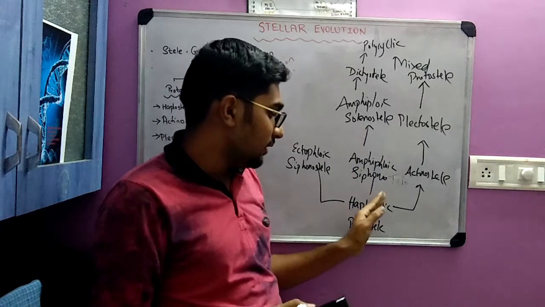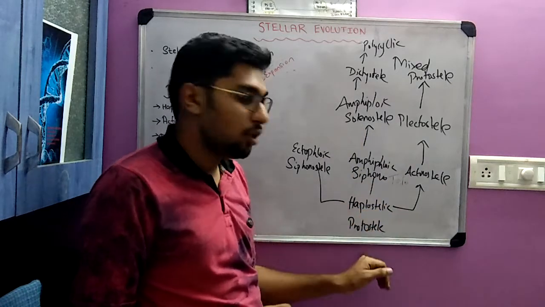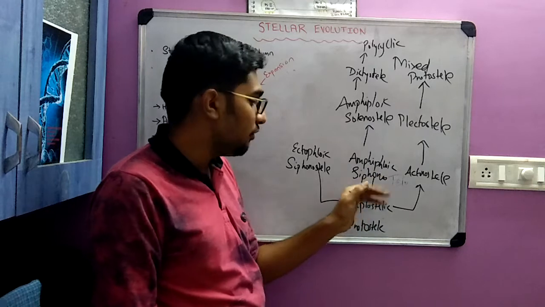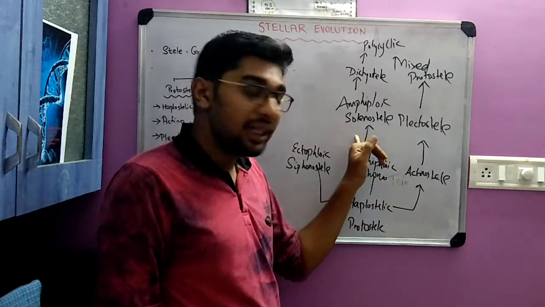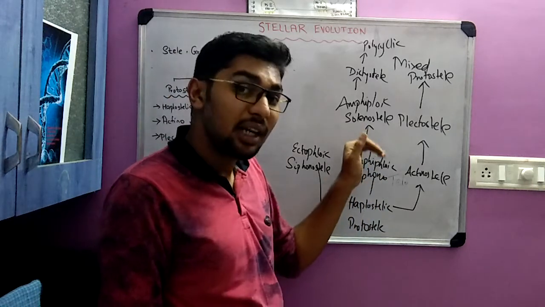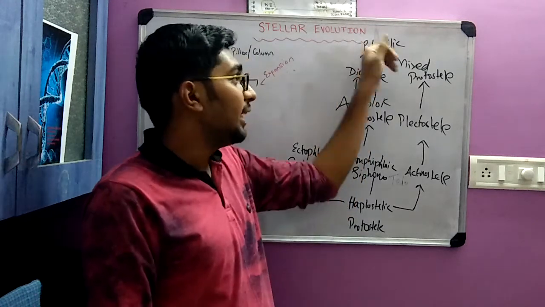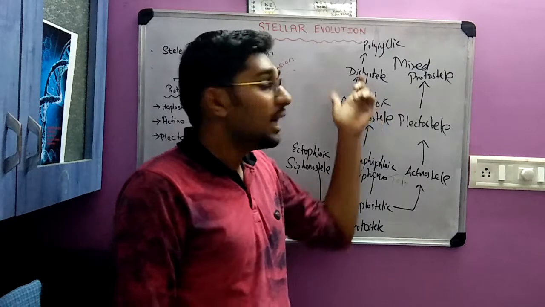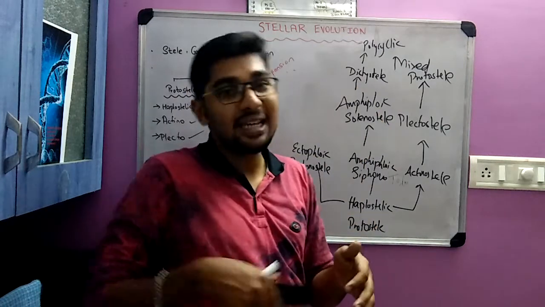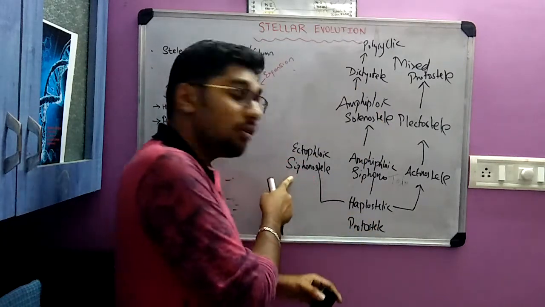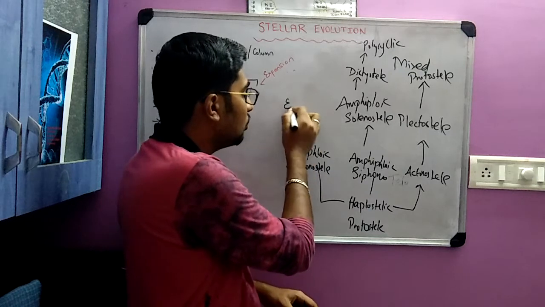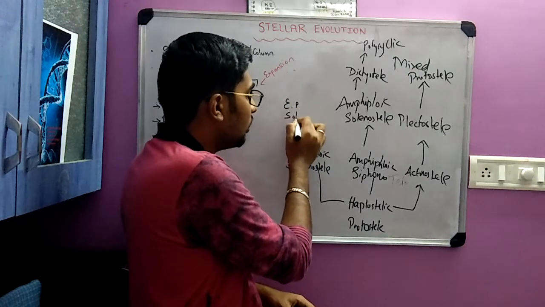So I hope this line is understood. Haplostelic protostele gave rise to amphifloic siphonostele. Amphifloic siphonostele gave rise to amphifloic solenostele. Amphifloic solenostele gave rise to dictyostele. Dictyostele gave rise to polycyclic stele. Dictyostele is traversed by many leaf gaps. Next, ectofloic siphonostele gave rise to ectofloic solenostele.